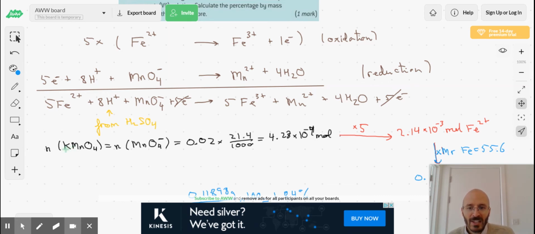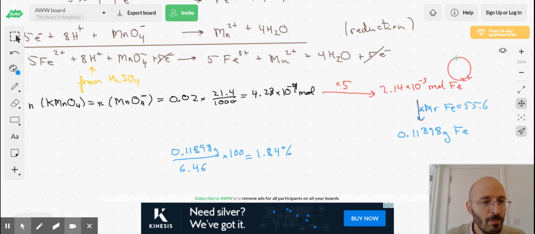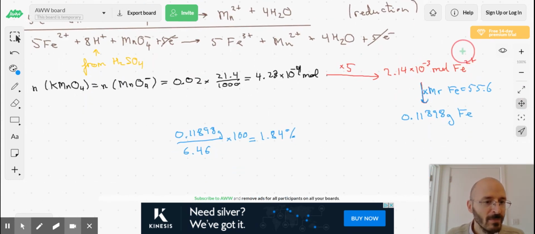Calculate the moles of potassium manganate using the concentration and the volume. Multiply by 5, that gives you the moles of iron 2. Multiply the moles by the MR of iron, that's the mass of iron. Divide the mass of iron by the total mass times 100, that's the percentage mass of iron in your sample.